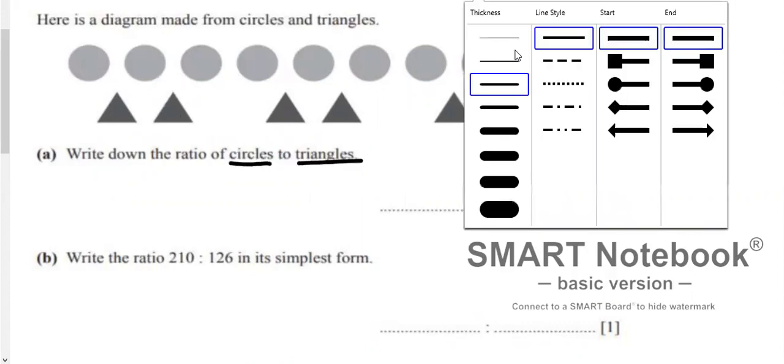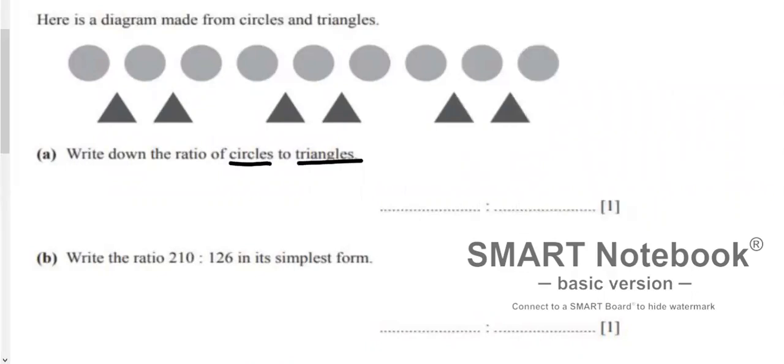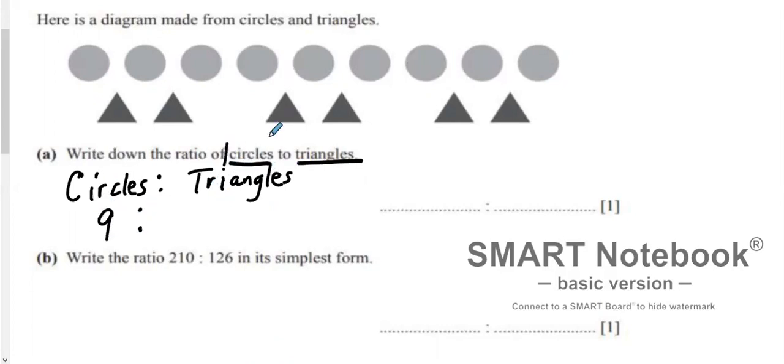So what we definitely do here is to simply count how many circles there are, in ratio to the number of triangles. That is what you are supposed to do. Just count how many circles there are. 1, 2, 3, 4, 5, 6, 7, 8, 9. So we have 9 circles. Here it says circles to triangles, so the number of circles has to come first, followed by the number of triangles.